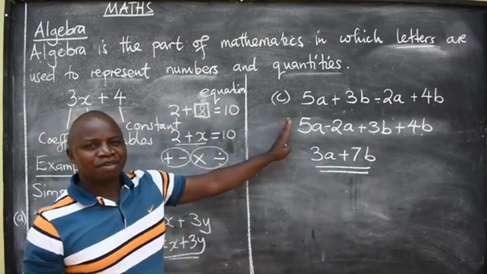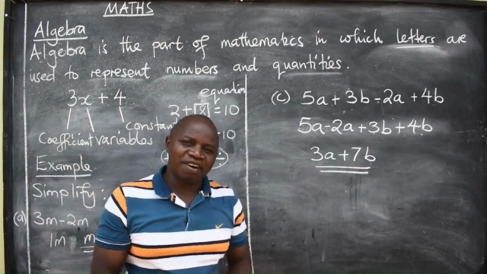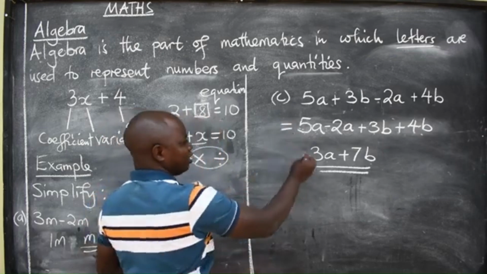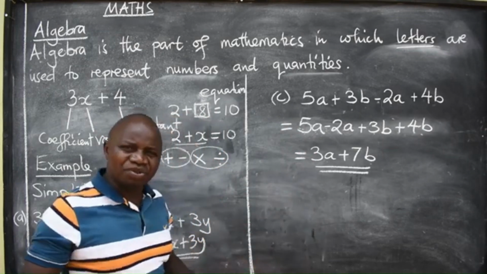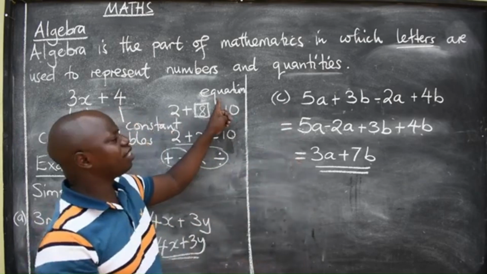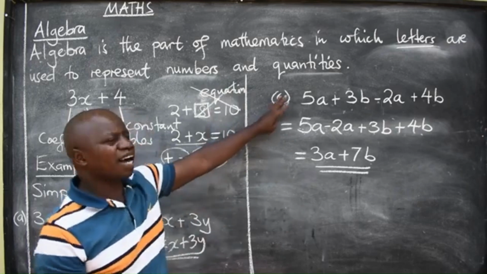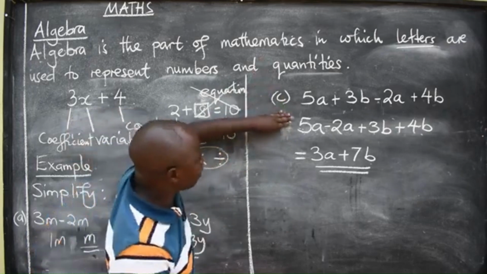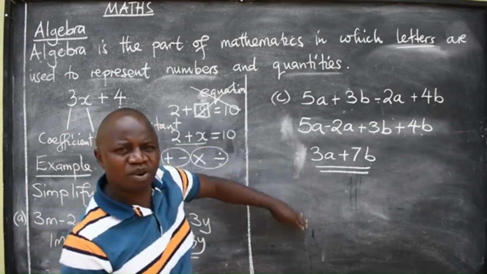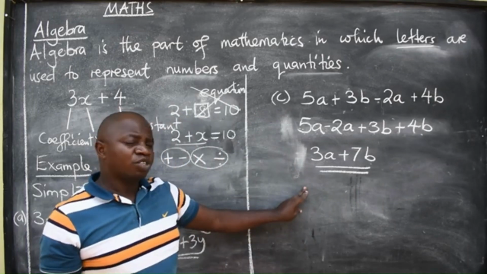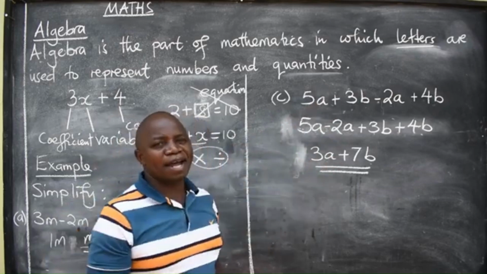Now check out. When you are simplifying an algebraic expression, never should you be putting these. That is wrong. We are not dealing with equations here. These are algebraic expressions. You don't need to be putting these. It is wrong when marking. So you just do it in that manner.